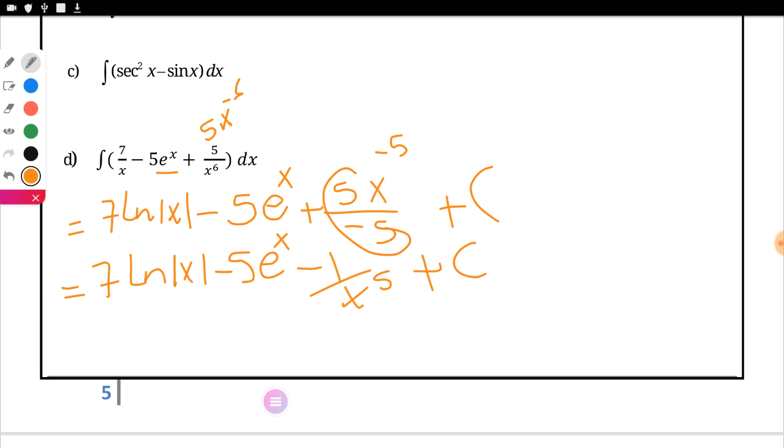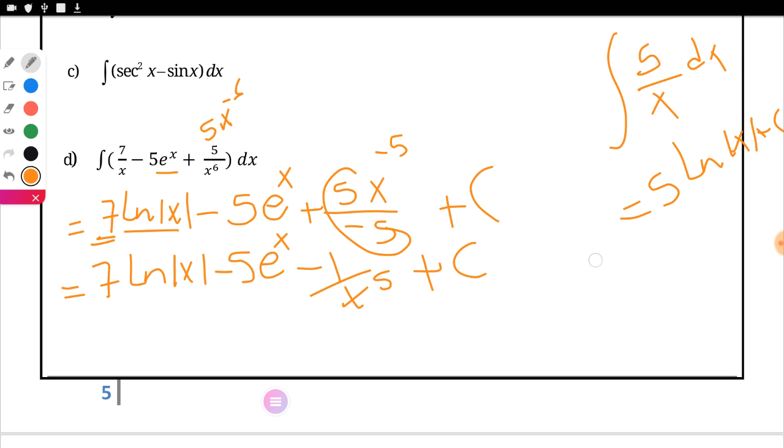Just apply the rule. 7 over x means 7 multiplied by 1 over x. Take the number outside. So what is the integration of 1 over x? It will be ln absolute x. Look again. The integration of 5 over x with respect to x is 5 ln absolute x plus constant. Integration of 3 over x with respect to x will be 3 ln absolute x plus c. I hope it's so easy for you, okay?